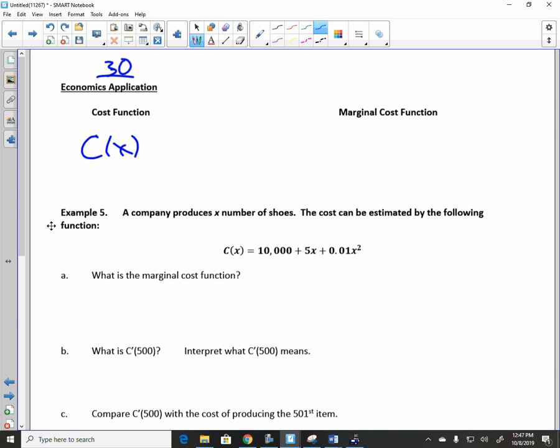Bailey's gonna make her own shoe factory. Now you tell me this. Tell me this, okay? You have to think about this. This is where people get confused, okay? Is it gonna cost Bailey more to make 1 shoe or to make 100 shoes?